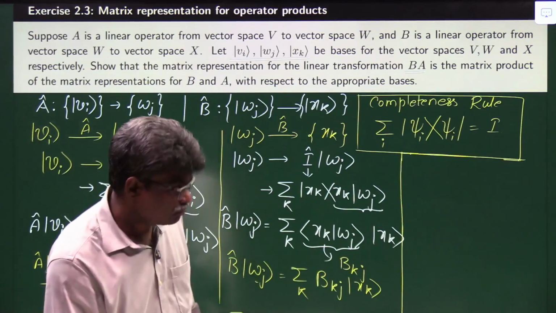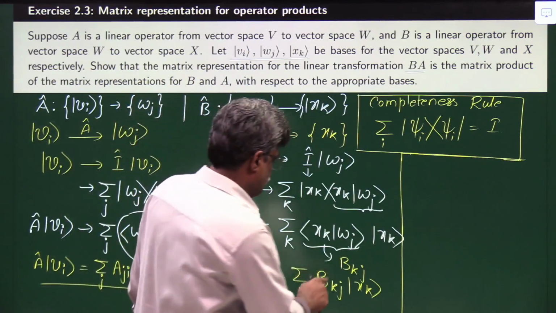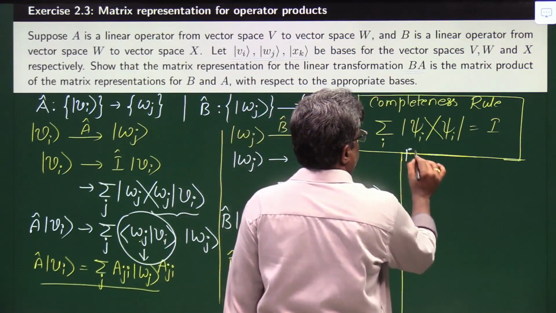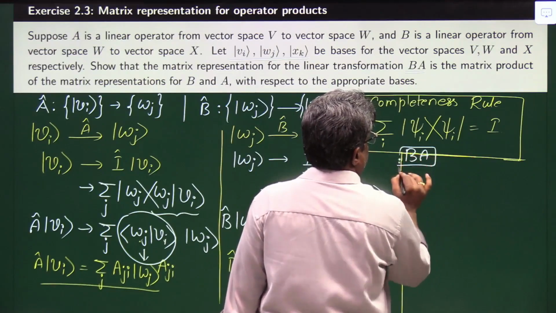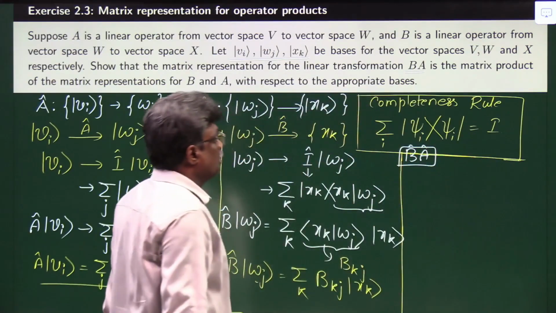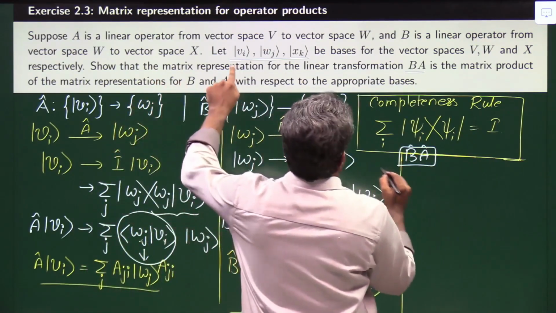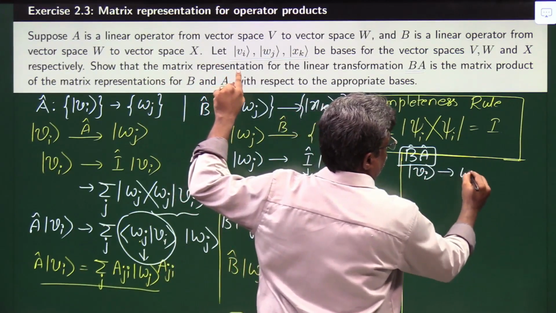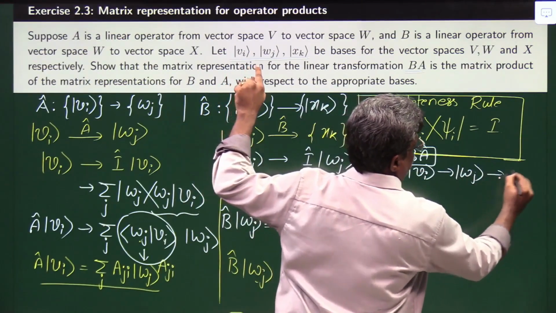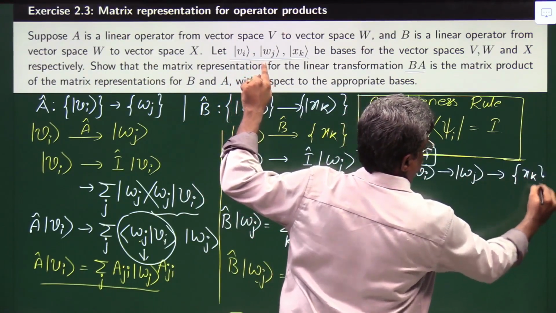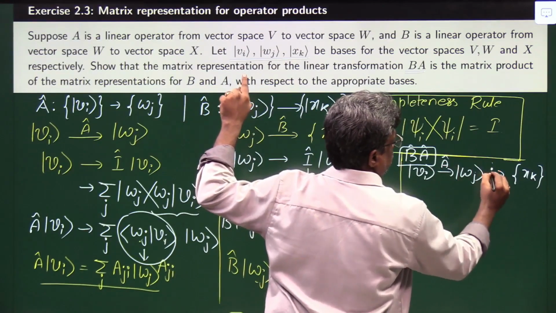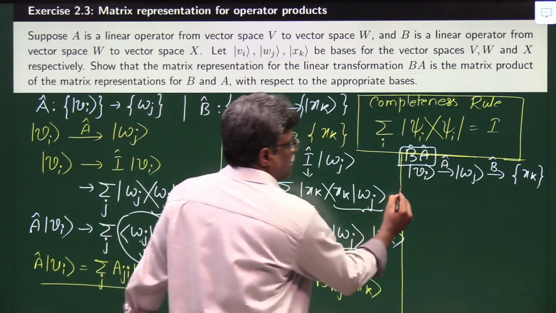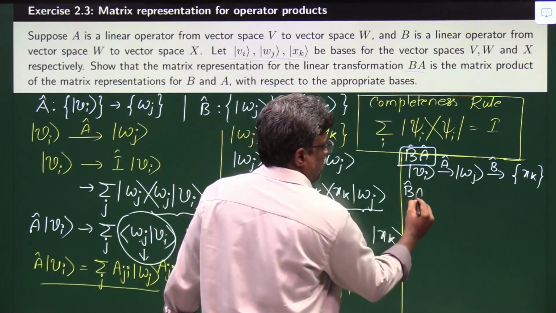Let us see. Right. So now let me write again. Here we are talking about the combined operation BA. So what is this combined operation BA? Here we have the transformation Vi to Wj and Wj to xk. So this will be done by A and this is B. Okay. So now I'm taking this B, A.